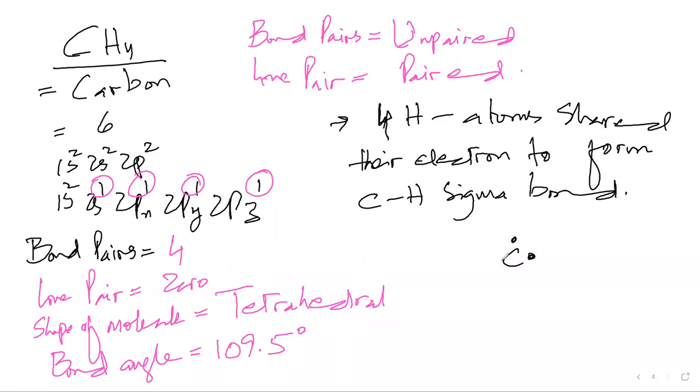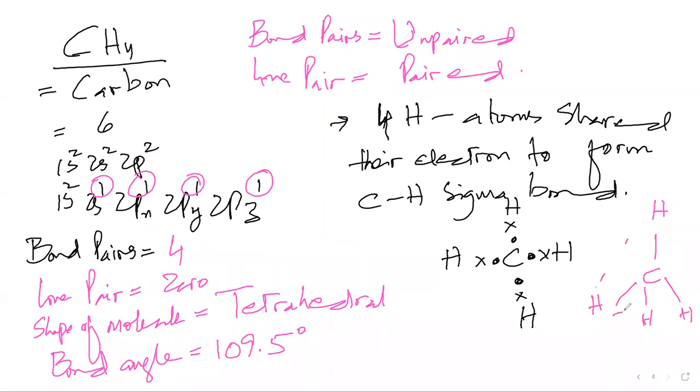One, two, three, four. 1, 2, 3, 4. And this structure can be drawn like this. 1 hydrogen, 2 hydrogen, 3 hydrogen, 4 hydrogen. And it forms what kind of bond? This is tetrahedral. Yes, Elise and Harshil, send me a thumbs up sign for this. Good.